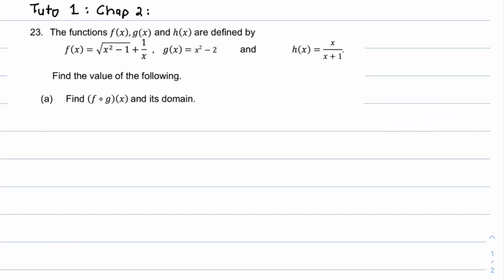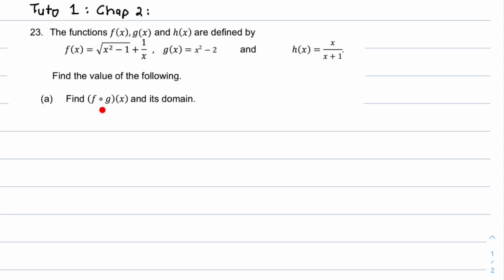Alright, now for this question, tutorial 1 chapter 1, question number 23 from the workbook, question A, many of you asked me this question. The question gives you the functions f(x), g(x) and h(x) defined by f(x) equals the square root of x squared minus 1, plus 1 over x, and g(x) is x squared minus 2, and h(x) is x over x plus 1. And they ask, find the value of the following.